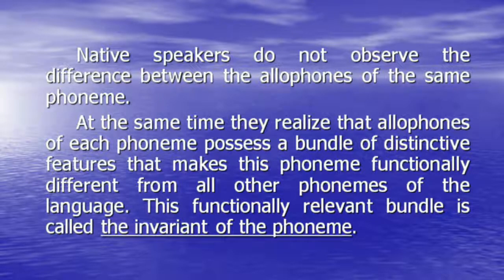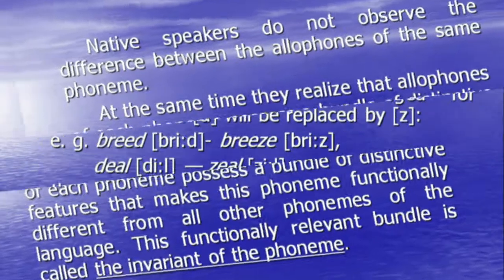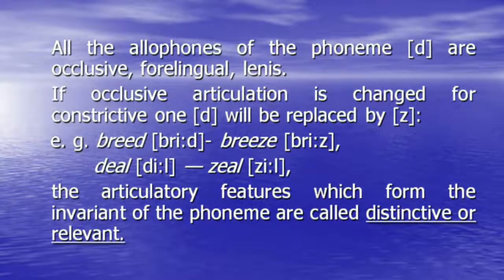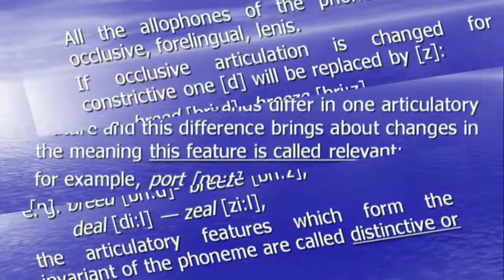This functionally relevant bundle is called the invariant of the phoneme. All the allophones of the phoneme D are occlusive, forelingual, lenis. If occlusive articulation is changed for constrictive one, D will be replaced by Z. Example: breed, breeze, deal, zeal. The articulatory features which form the invariant of the phoneme are called distinctive or relevant.